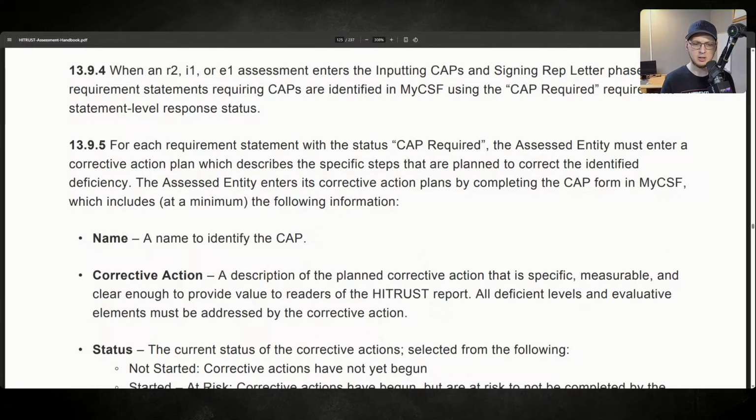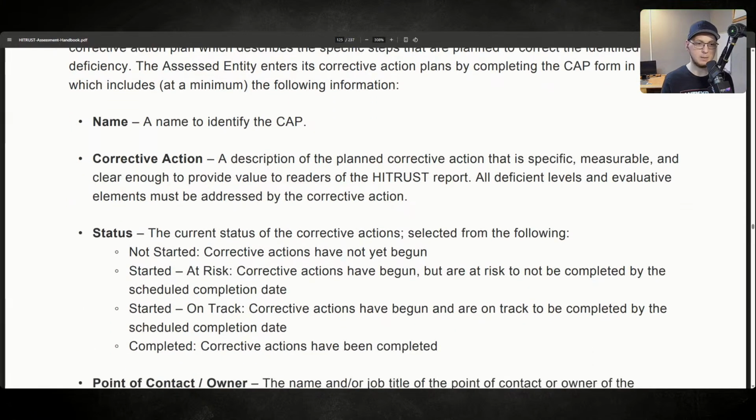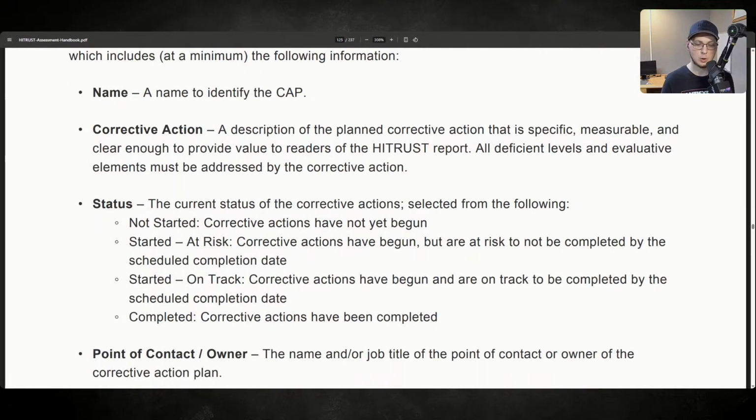The assessed entity enters its corrective action plans by completing the CAP form in MyCSF, which includes, at a minimum, the following information. So this sounds pretty straightforward. Inside of MyCSF, we're just going to enter that information when correction is needed. So the name to identify the CAP, and the corrective action, a description of the planned corrective action that is specific, measurable, and clear enough to provide value to readers of the HITRUST report. All deficient levels and evaluative elements must be addressed by the corrective action.